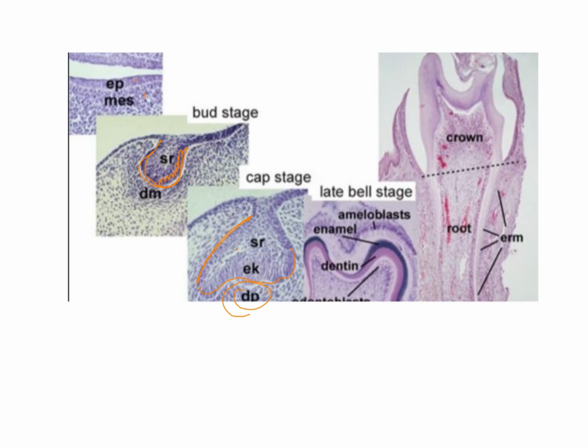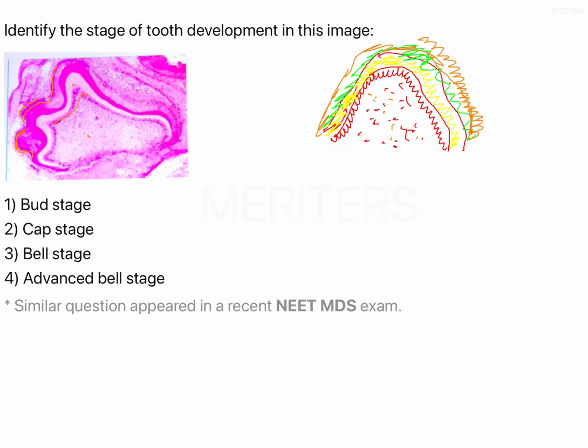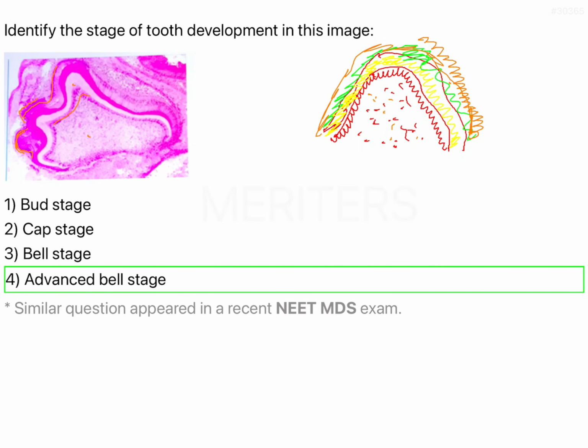What we see over here, EK, is nothing but the enamel knot, which is basically a reservoir of dividing cells. Like I told you, this is basophilic, which is the enamel. Eosinophilic is the dentine. These are the odontoblasts, these are the ameloblasts, and these are the dental papilla cells. The dental papilla cells will later give rise to all the cells of the pulp. So coming to the question over here, they have just asked you to identify the stage of tooth development, and that is why the answer over here is the advanced bell stage.